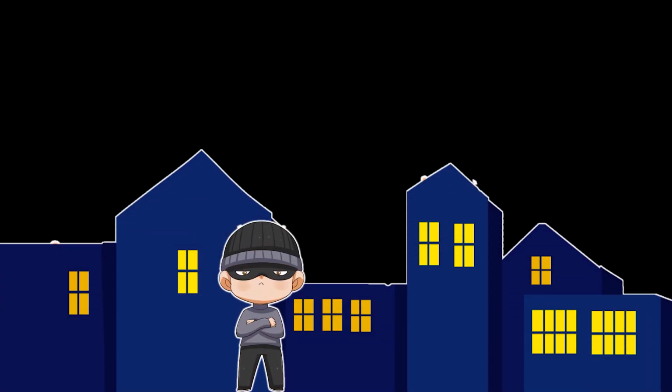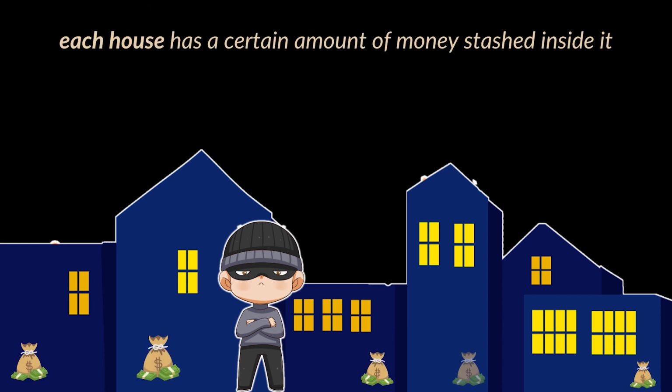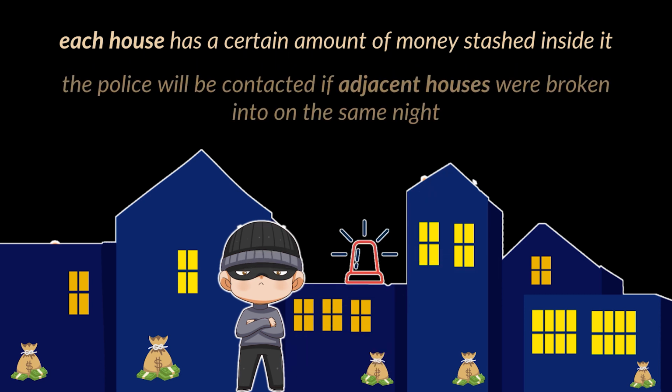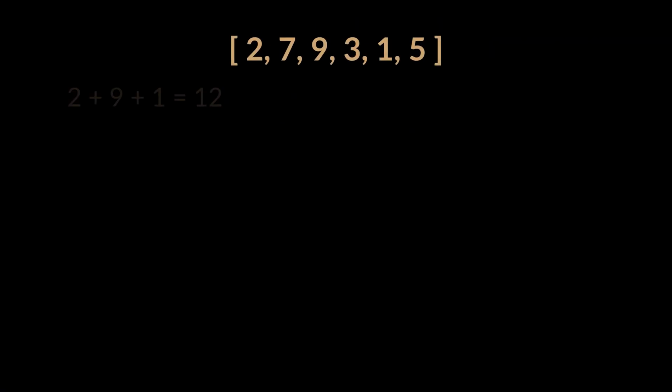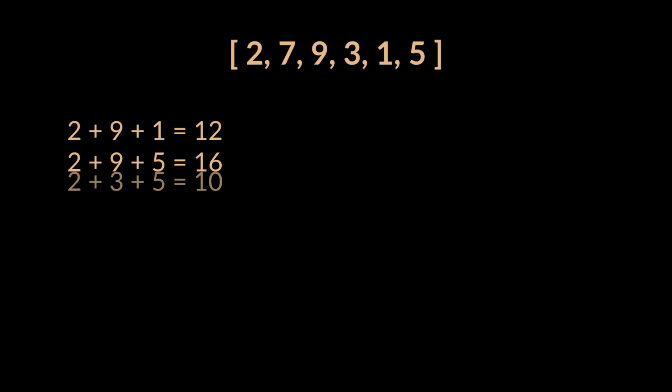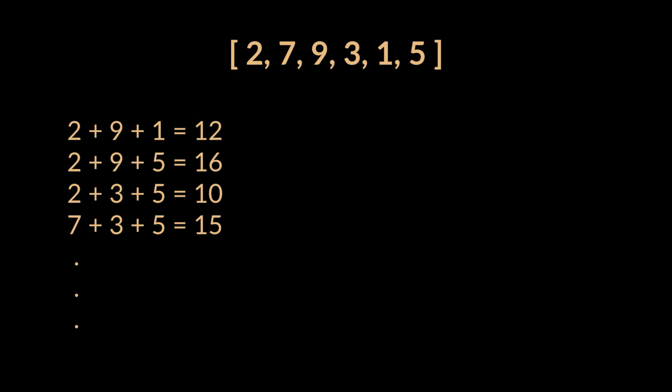Suppose you are a professional robber planning to rob houses along a street. Each house has a certain amount of money stashed inside it, and the only constraint stopping you from robbing all of them is that adjacent houses have security systems connected, and it will automatically contact the police if adjacent houses were broken into on the same night. So, given an integer array representing the amount of money inside each house, you should return the maximum amount of money you can rob tonight without alerting the police.